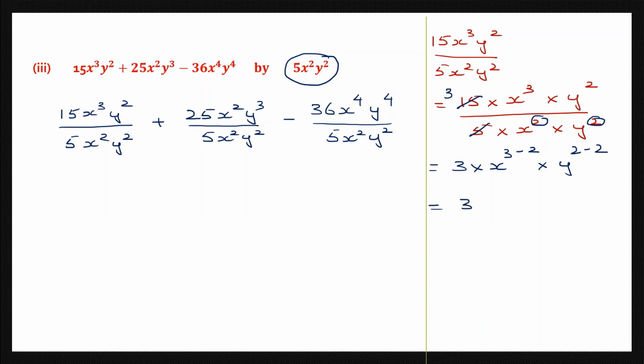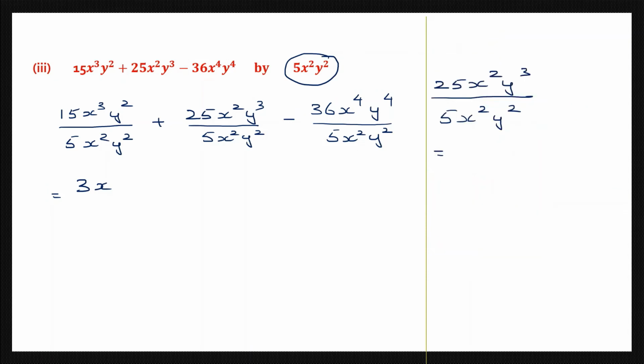So this is 3 into x to the power of 3 minus 2 is 1 into y to the power of 2 minus 2 is 0, which is 3 into x into 1, which is 3x. So the first one, we've got it as 3x. Now let's go on to the second one.